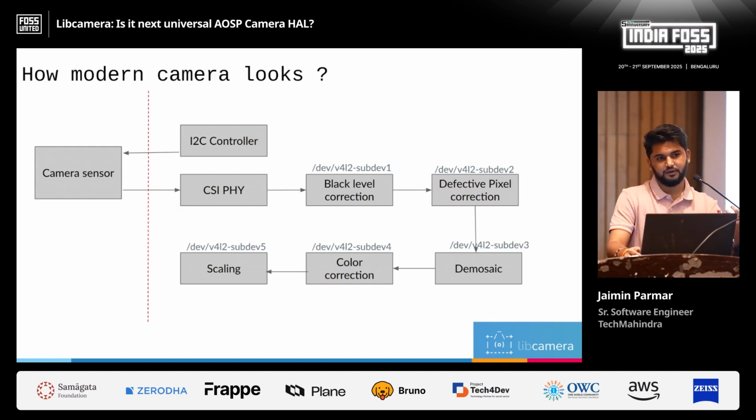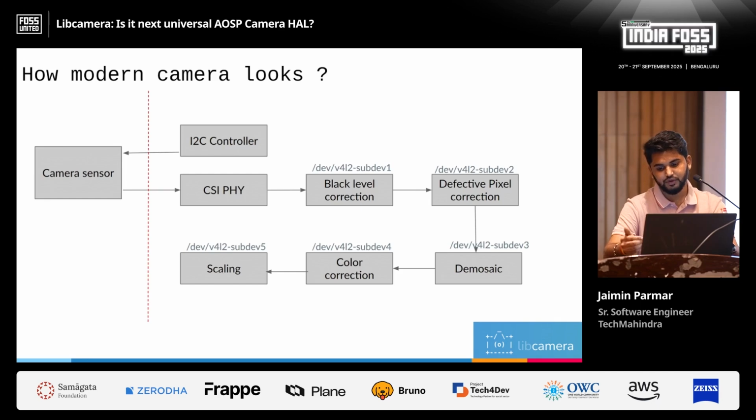Then it comes to the defective pixel correction ISP block. At the time of manufacturing, some of the pixels are defective. To correct those defective pixels, we have the defective pixel correction. The defective pixel locations are stored in some non-volatile memory, from where you can take the defective pixels and correct them.